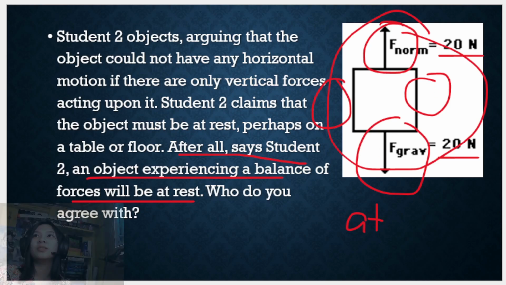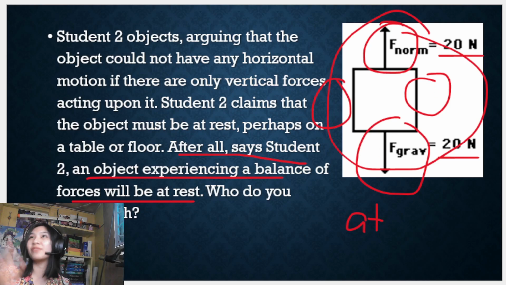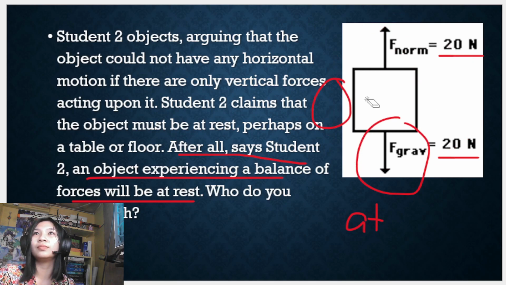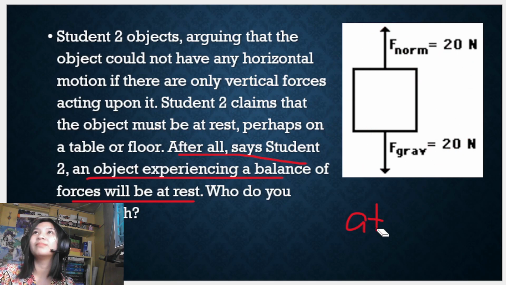Okay, so here both have reasonable claims. No, so tama man po si student 2, naay points si student 2, naa pod points si student 1. But actually the best answer is student 1. Okay, so kani siya nga free body diagram. Kani siya, let me erase that first. This free body diagram pwede siya at rest or in motion ang kaning object.